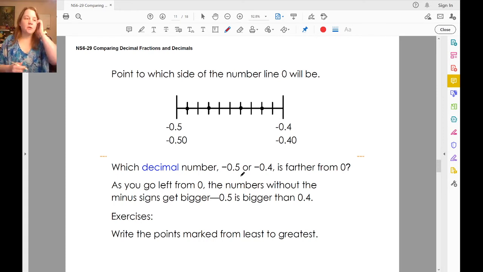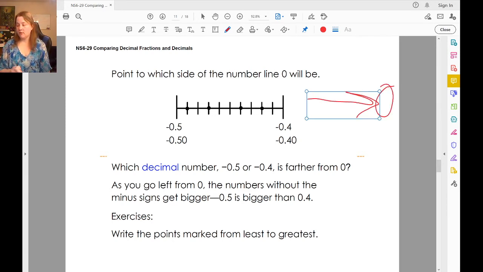They want to point to which side of the number line 0 will be. So where is 0 when we have these negative numbers? Well, if I want to get to 0, 0.4, 0.5, 0.6, 0.7, that's not going to get me to 0. I want to keep going this way. 0 is going to be somewhere over here.